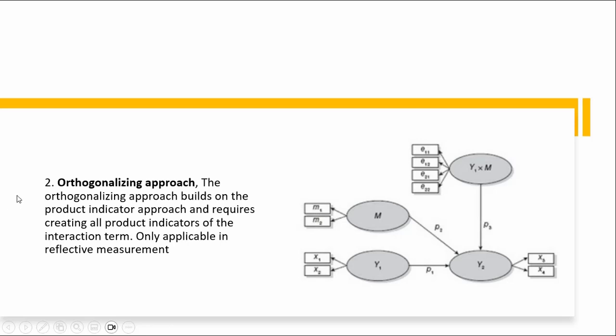The second method is the orthogonalizing approach. The orthogonalizing approach is built on the product indicator approach and requires orthogonalizing all product indicators in the interaction term. This method is also applicable in reflective measurement only.